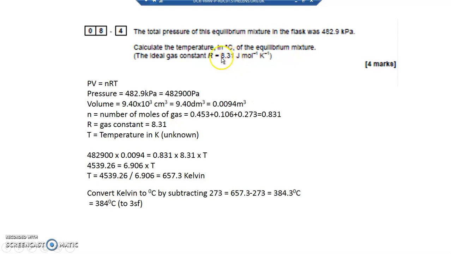If you look at all of the numbers here, well, 8.31 certainly is to 3 significant figures, so is 9.40 for the decimeter cube. So my lowest accuracy value is to 3 significant figures. That's to 4, so it's best if I turn it to 384 and get it to 3 significant figures.